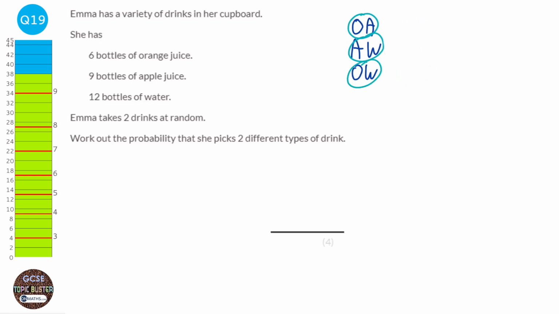To work out the probability of O and then A, so orange juice then apple juice, the probability of picking orange juice first of all is 6 over 27. And then if we picked an orange juice, the probability of picking an apple juice would be 9 over 26. And so that would be 54 over 702.